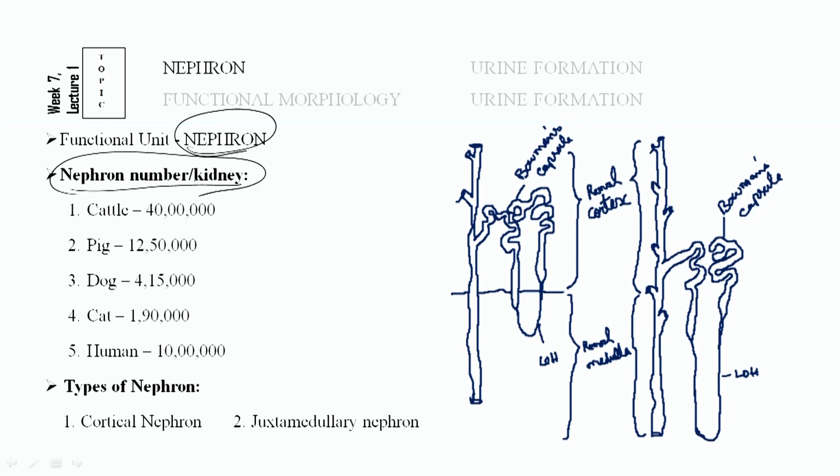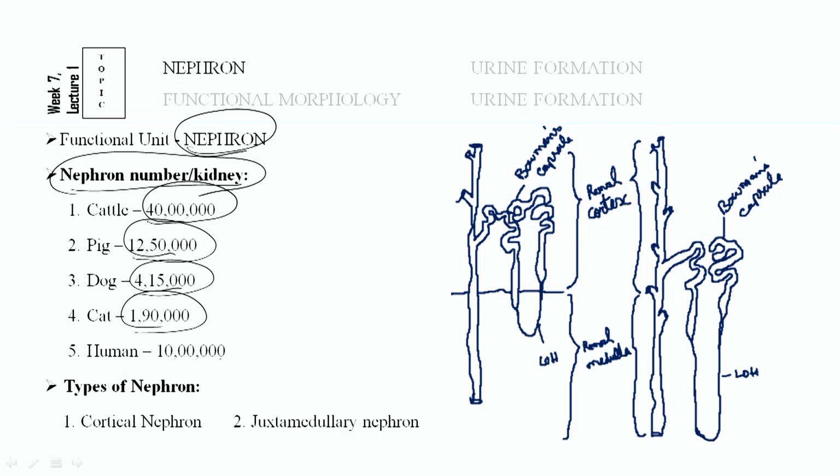In animal physiology, the nephron number varies from species to species. Such as in cattle, it is around 40 lakh nephrons per kidney, whereas in pig it is 12 lakh 50,000, in dog it is 4 lakh 15,000, in cat it is 1 lakh 90,000, and in humans it is around 10 lakh nephrons per kidney.